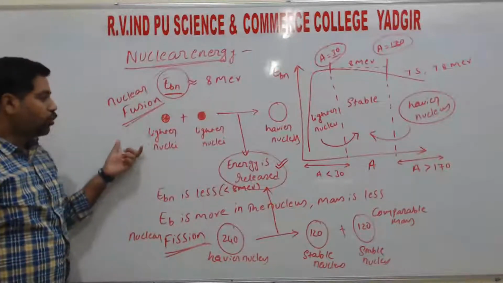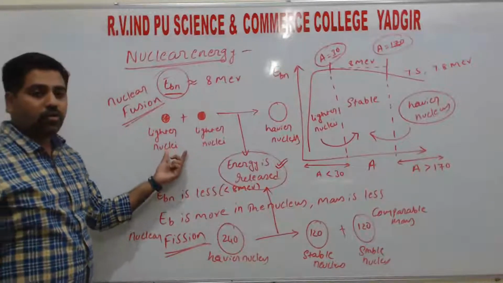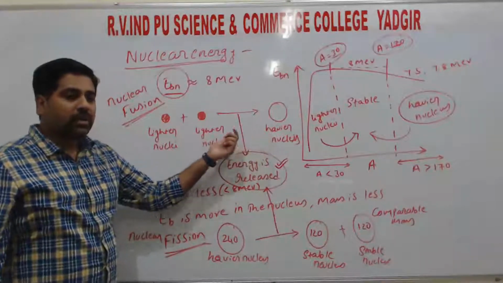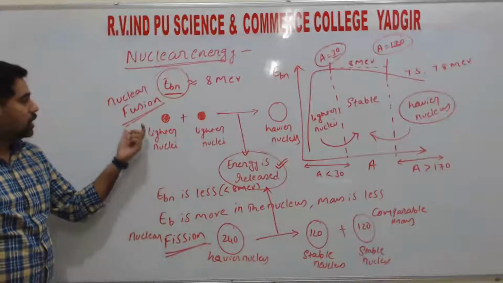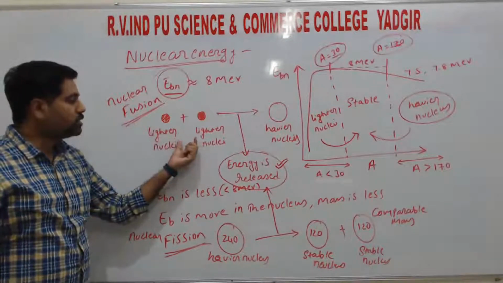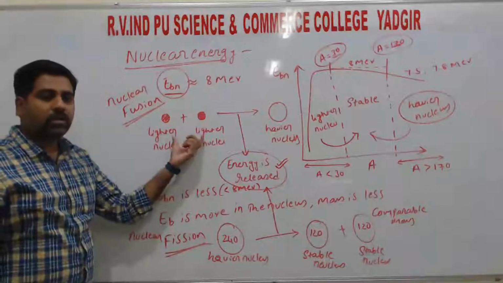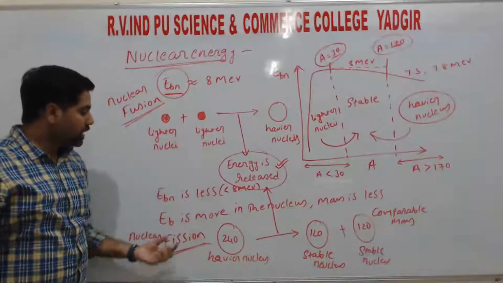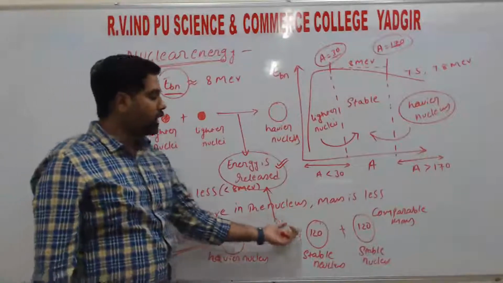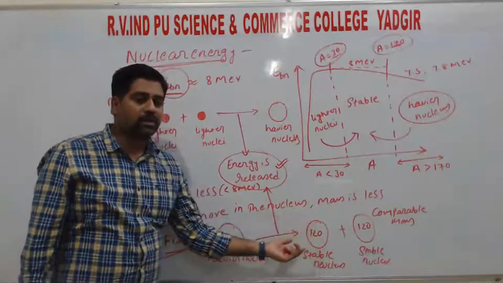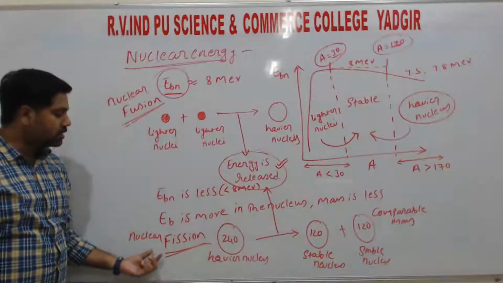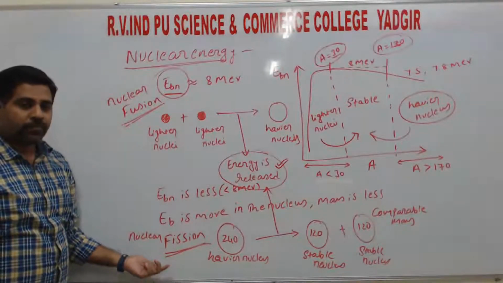And the process of combining two lighter nuclei, which fuse together to form a heavier nucleus, releases energy. That process we call nuclear fusion. That means fusion is the combining of two lighter nuclei, right? Next, the splitting of a heavier nucleus into two separate nuclei of comparable masses also releases energy. That process we call nuclear fission, right?